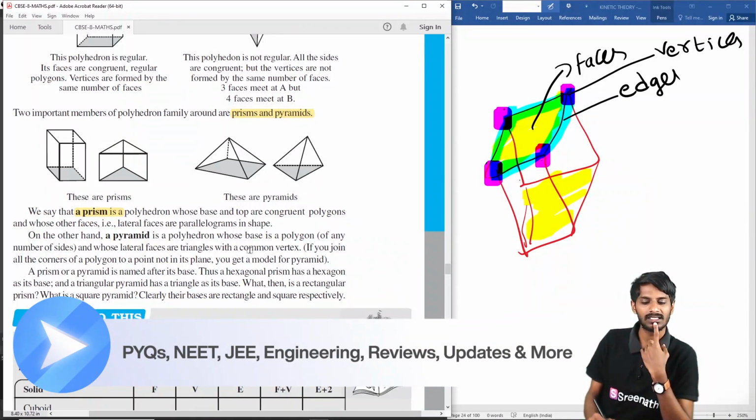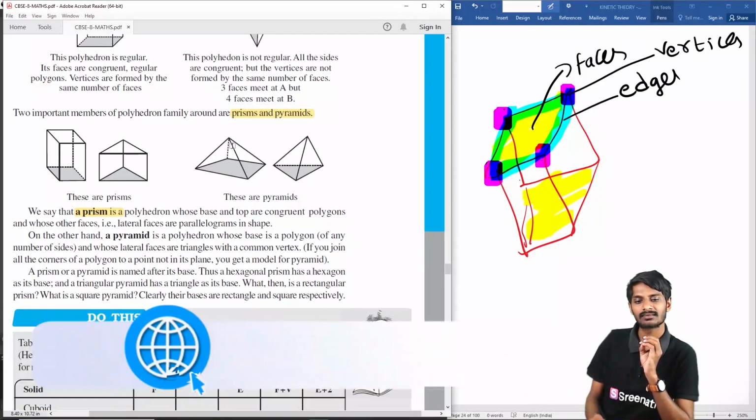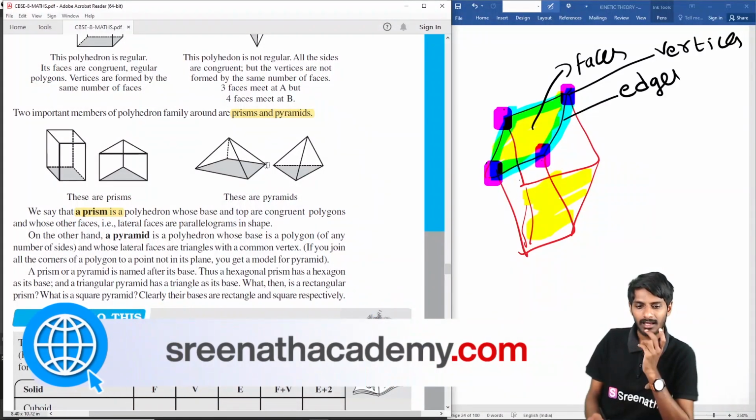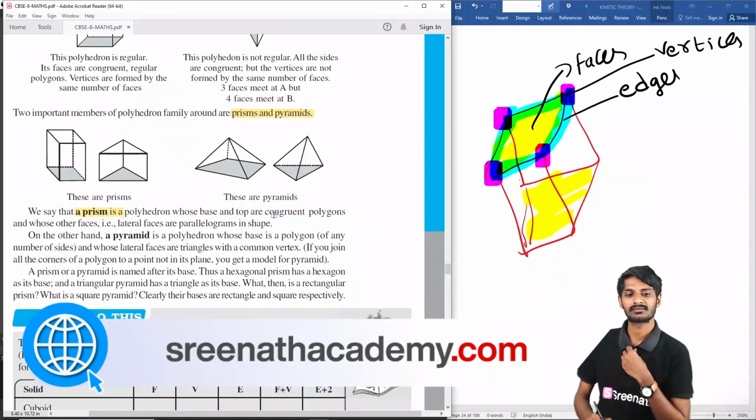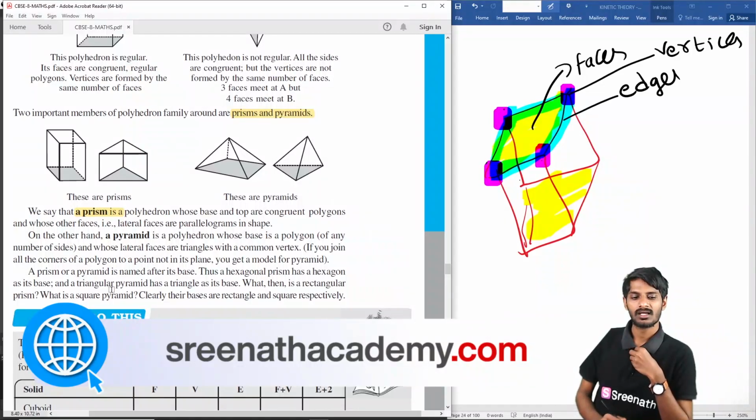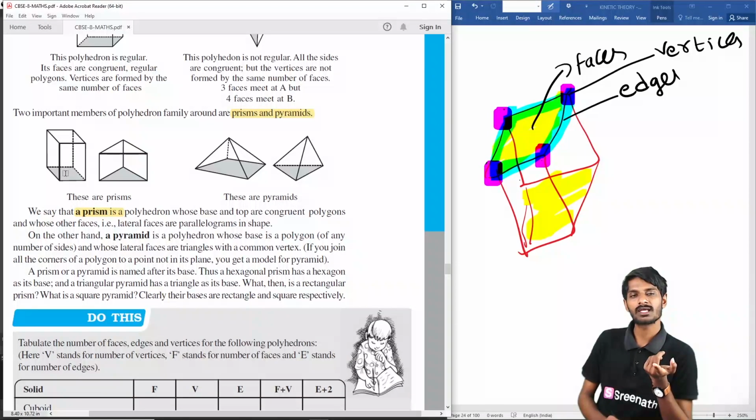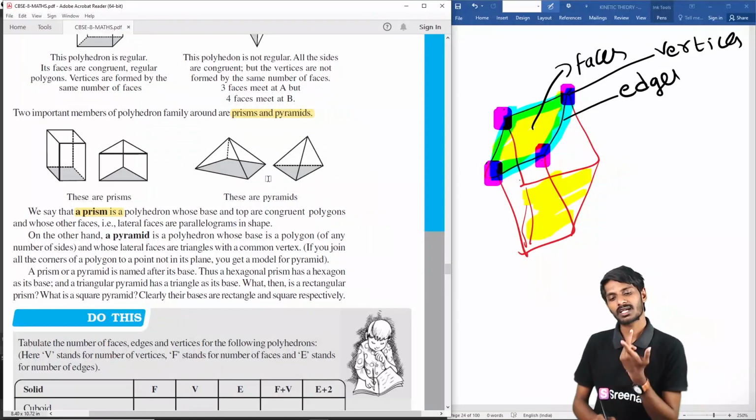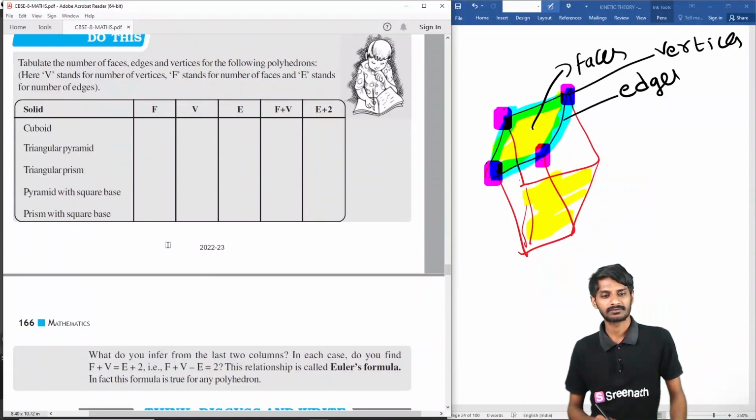A pyramid has a base that is a polygon of any number of sides, and its lateral faces are triangles with a common vertex. Whenever a common vertex is there with the triangles, these are pyramids. A prism or a pyramid is named after its base. Square base, square prism; triangle base, triangle prism; square base, square pyramid; triangle base, triangle pyramid, like that, students.